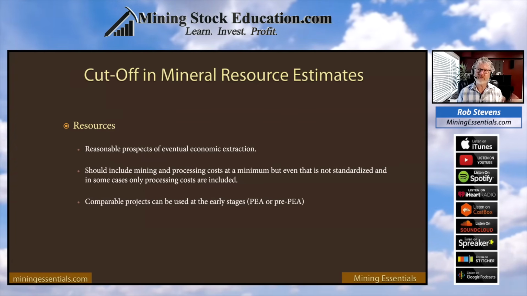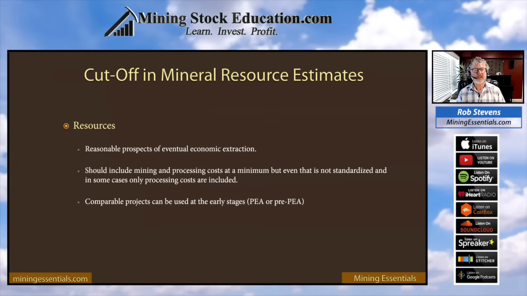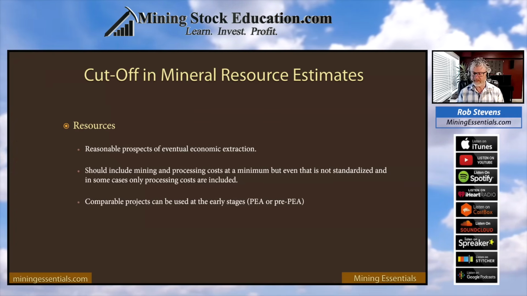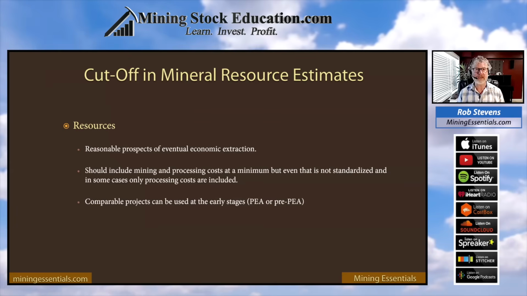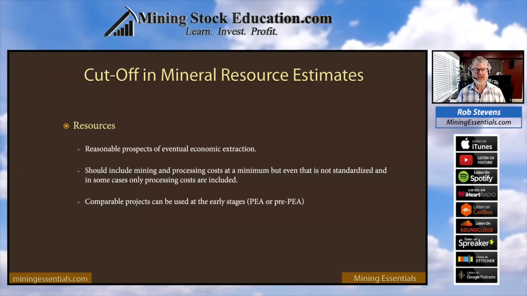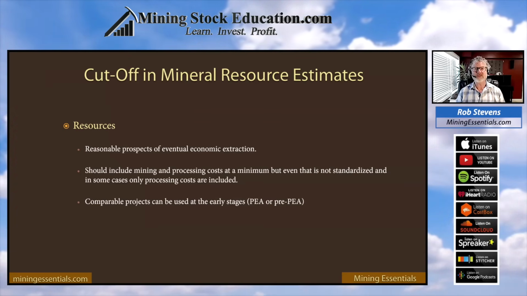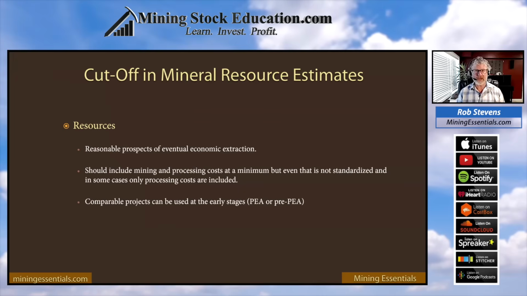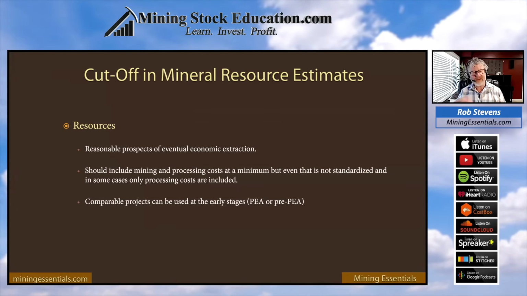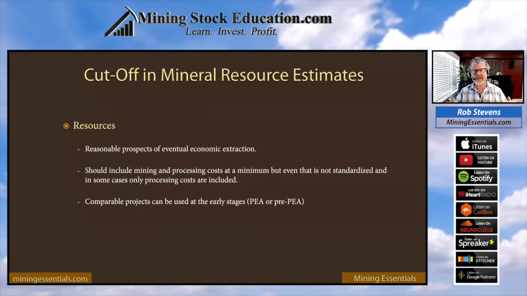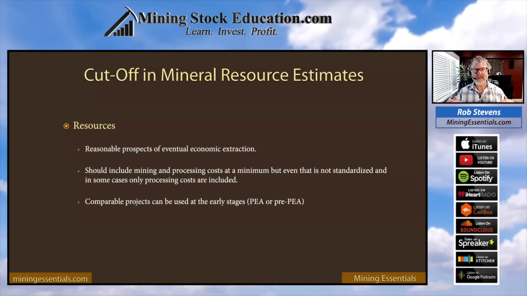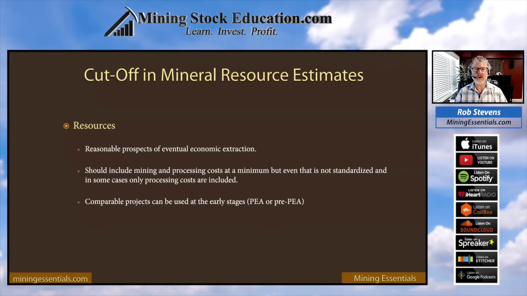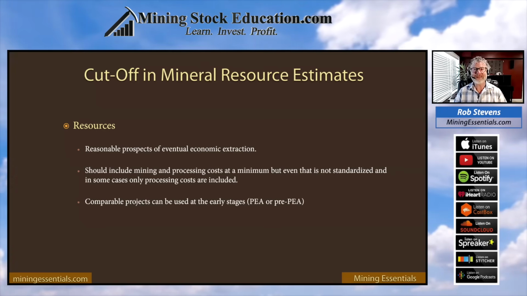Okay, so let's look at cutoff grade then in mineral resource estimates. With a mineral resource estimate, a key constraint or criteria is that there are reasonable prospects of eventual economic extraction. So when it comes to setting the cutoff grade, you have to meet that statement. Your cutoff grade needs to be set at a level where it's reasonable that you could mine your ore and extract the metal at that cutoff grade.